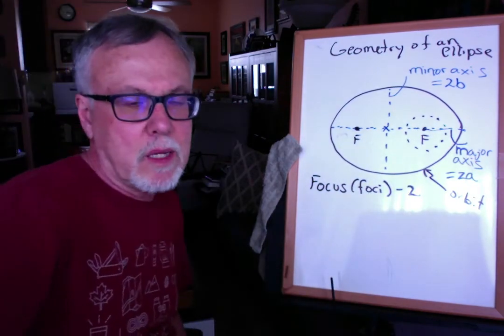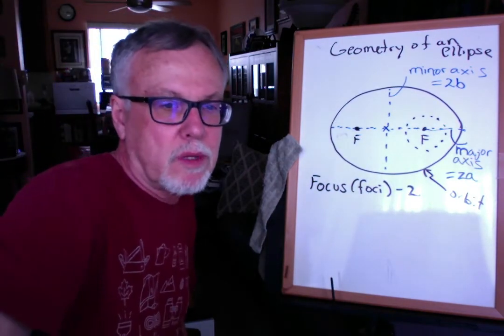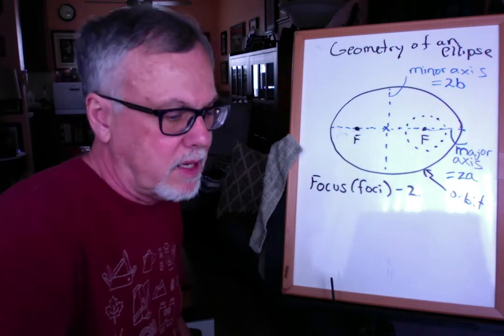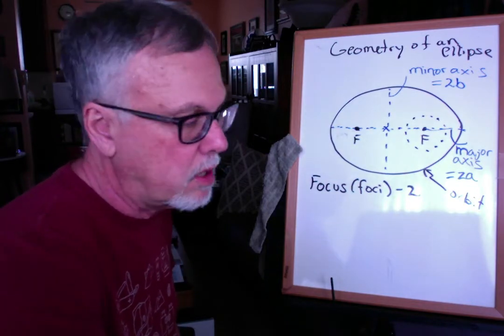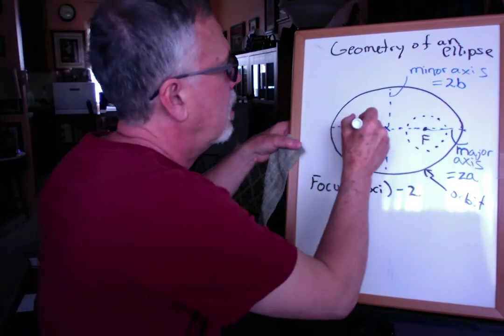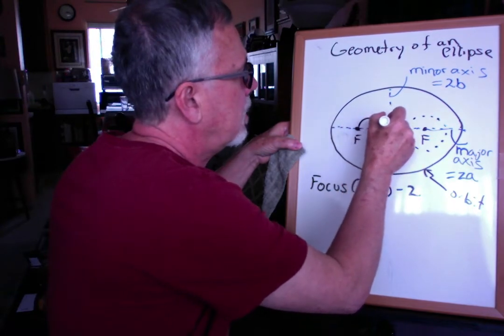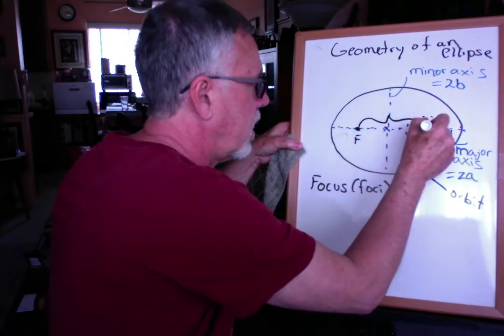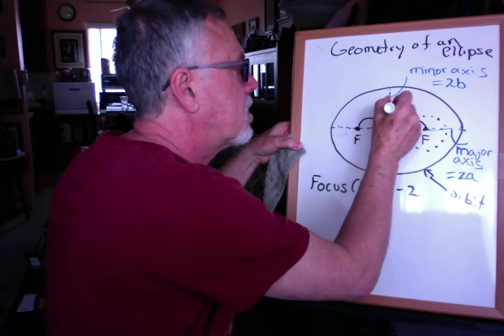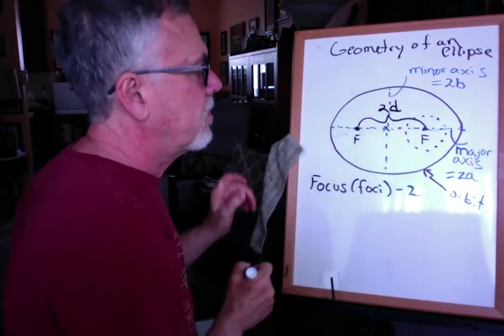And there's just a way to represent those numbers in a symbolic way. Now there's another length that we're interested in, and that is the length between the two foci. We call that length simply 2d.